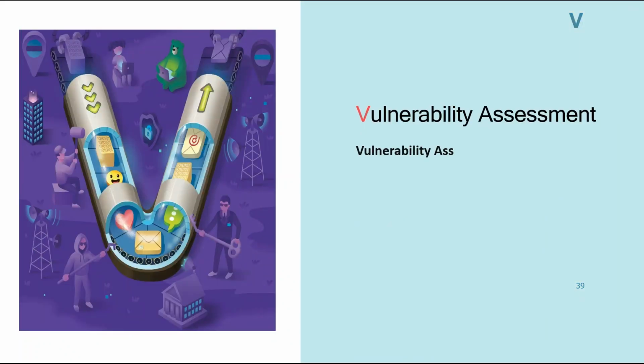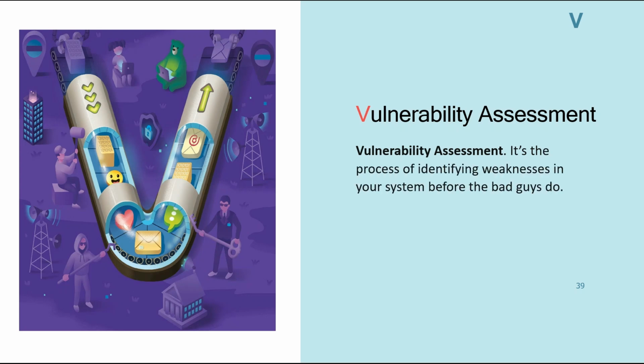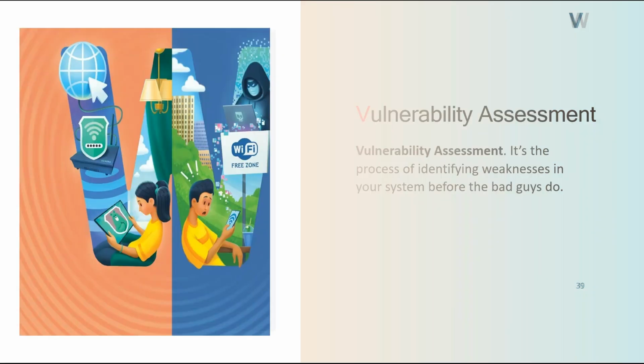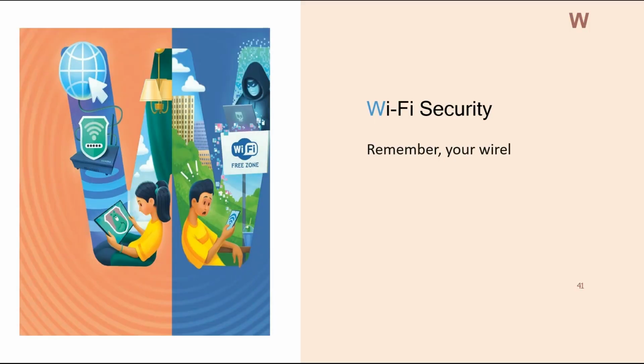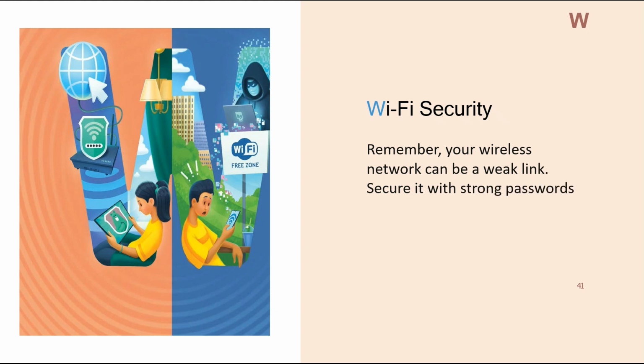Vulnerability assessment. What is vulnerability assessment? It's a process of identifying weaknesses in your system before the bad guys do. So if we have weaknesses in our software, we need to secure them. Next is Wi-Fi security. What is Wi-Fi security? Remember, your Wi-Fi wireless network can be a weak link, so secure it with a strong password and encryption.